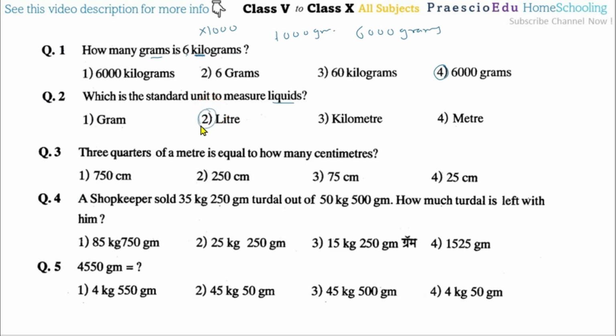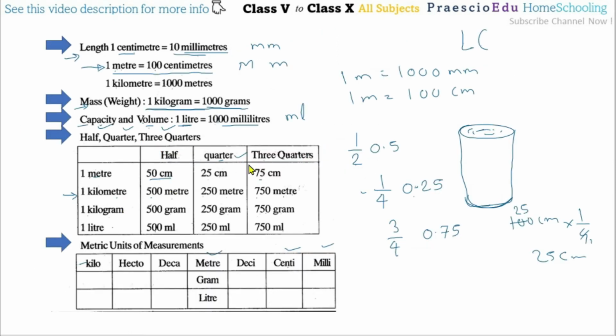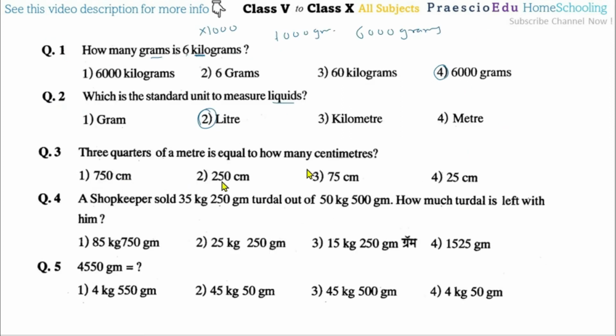So the correct option is option number 2. Now question number 3: 3/4 of a meter is equal to how many centimeters? We have already seen this. It is 75 centimeters, which means option number 3 is correct.